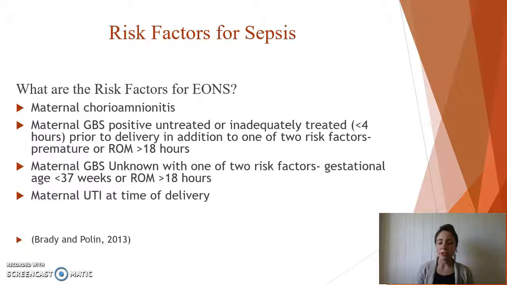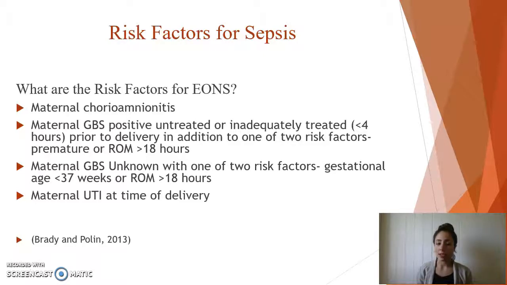So what are some risk factors? Why would a baby become septic? So maternal chorioamnionitis is an infection that develops during labor and delivery. So the mother may have had prolonged rupture of membranes, and somehow bacteria entered in and caused some sort of infection. So that puts the baby at risk. Whether the mother was positive for group B strep, and if she was untreated or inadequately treated, which is considered less than 4 hours prior to delivery, in addition to one of two risk factors. So whether the baby was premature or ruptured membranes greater than 18 hours, that would increase the risk.